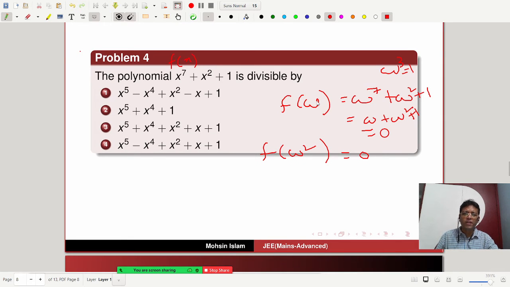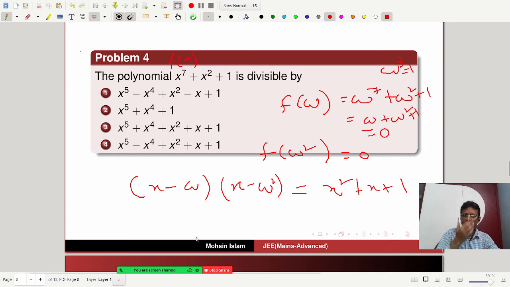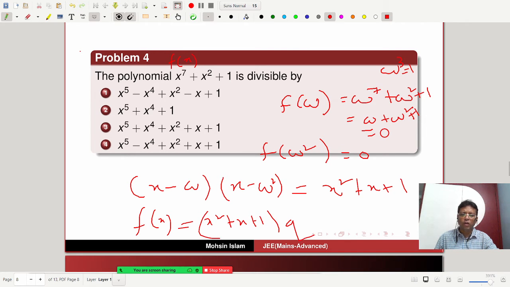So remainder theorem, factor theorem. I will use that omega is a root of this polynomial, so x minus omega is a factor. Omega square is also a root of this equation, so x minus omega square is a factor. The factors are x minus omega and x minus omega square, and that can be reduced to x square plus x plus 1, because this polynomial gives you the imaginary cube roots of unity. So let me write f(x) equal to x square plus x plus 1 times another polynomial. One of the polynomials is known to you, you don't know the other one. Let the other polynomial be q(x).